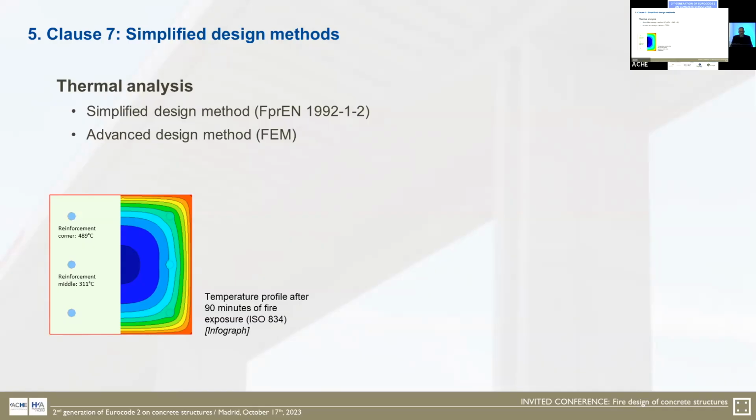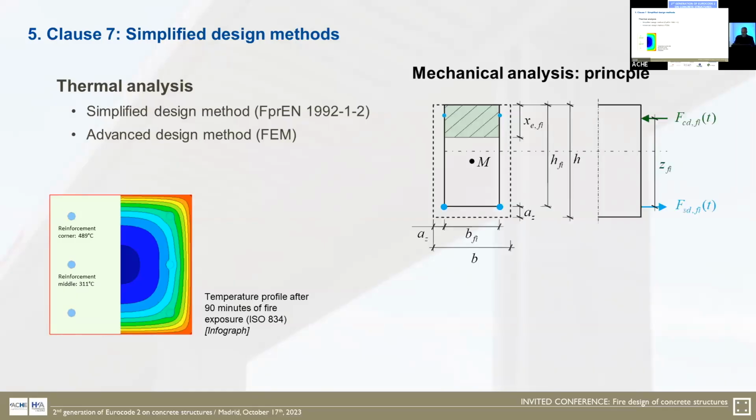But here you can see a temperature map. That's because a significant effort was devoted to making the provisions for the thermal analysis more simple. And I will show you why. So thermal analysis is one item, and then there is always the mechanical analysis. The two concepts go together in fire conditions. And here the basic principle is this.